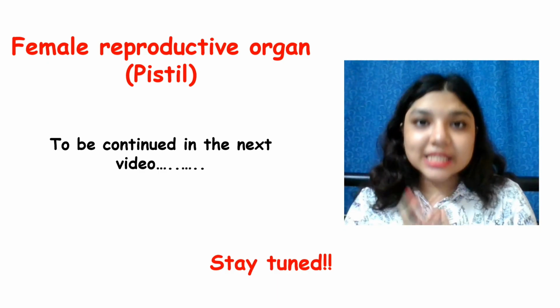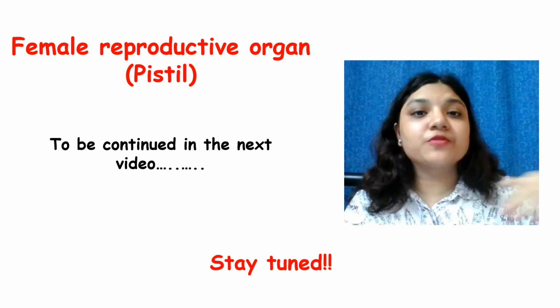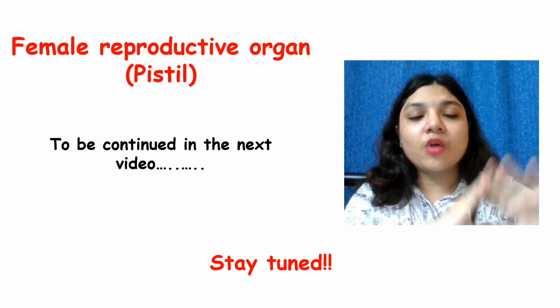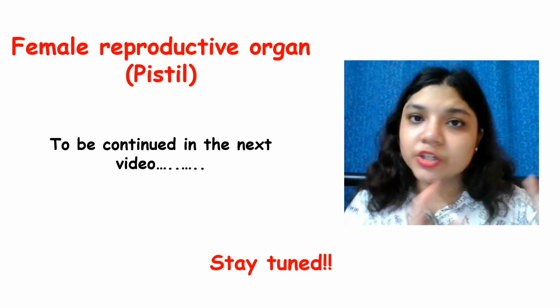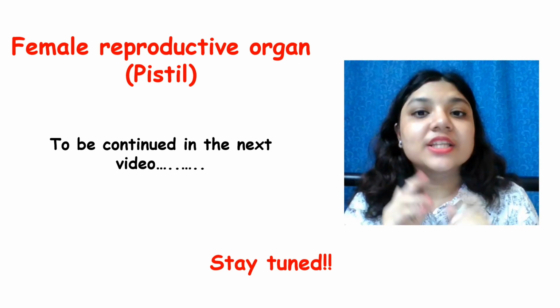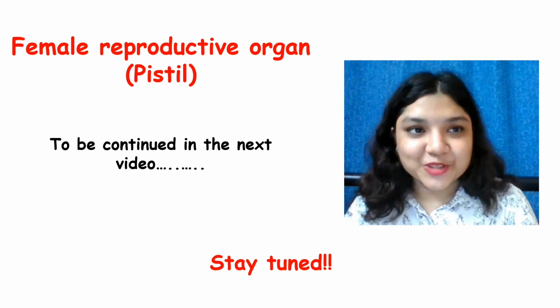Well, so that's it about the male reproductive part, that is androecium. We've talked in detail about the stamen, the pollen grain, what its functions are, what the structure is and all. In the next video, we are going to start discussing the female reproductive organ, that is the pistil. Please stay tuned.